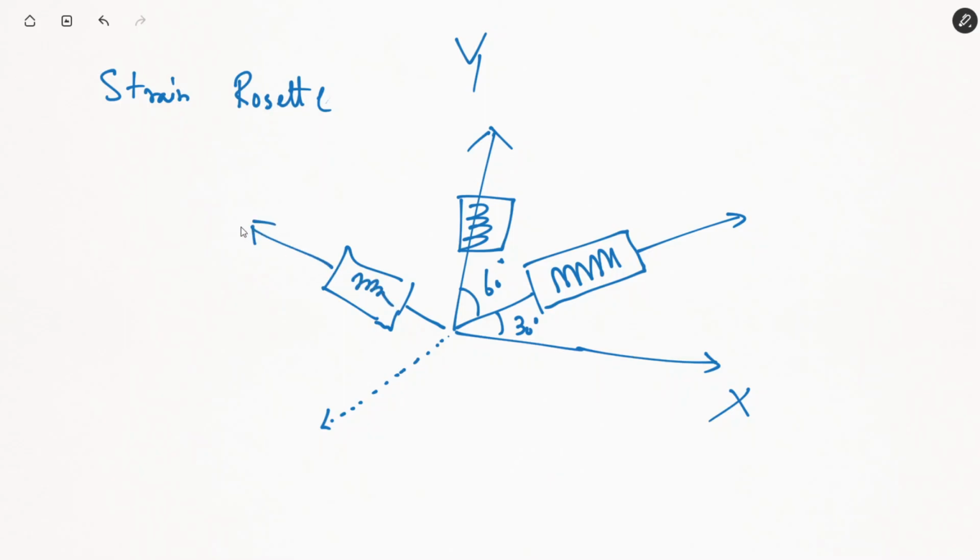Now this basically depends upon the applications. We can use a delta strain gauge, a rectangular strain gauge, or a two element strain gauge. So what is the difference? The different coils are placed at a particular angle with respect to each other, in a particular manner, so that we can measure different types of strains acting on a body in different directions.